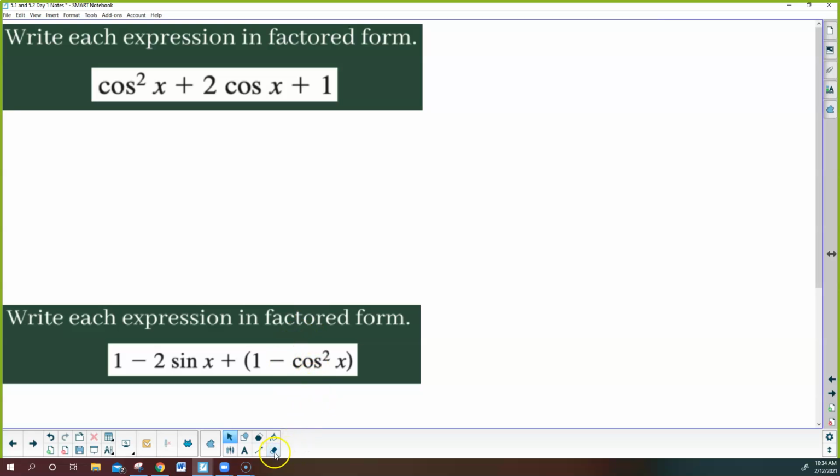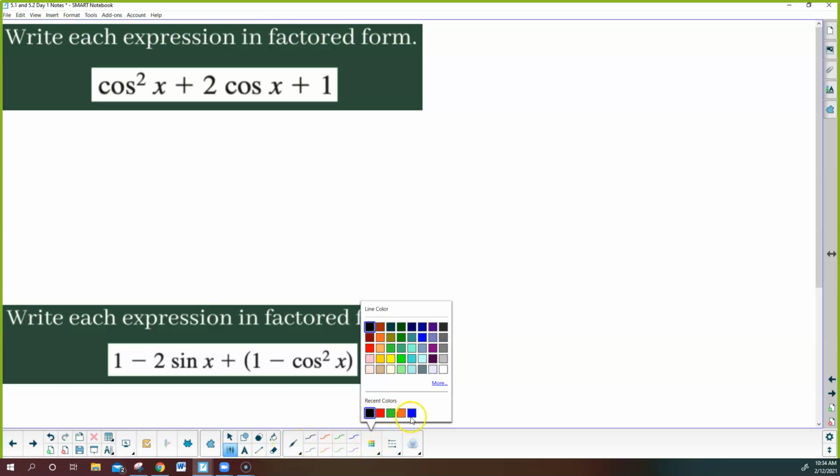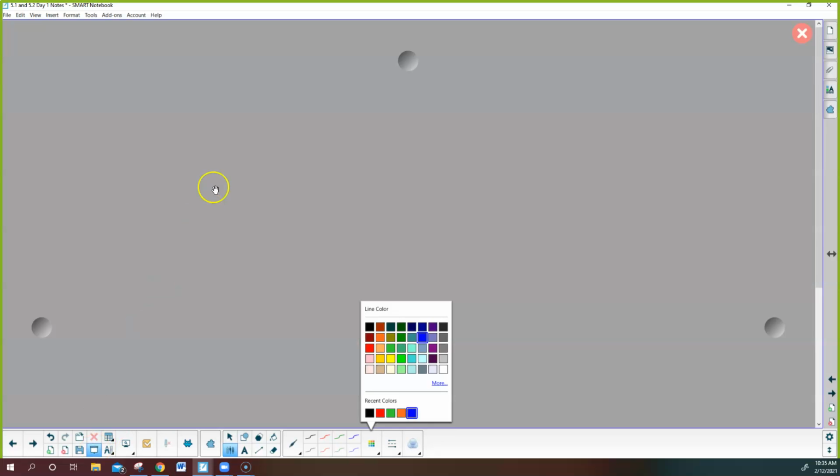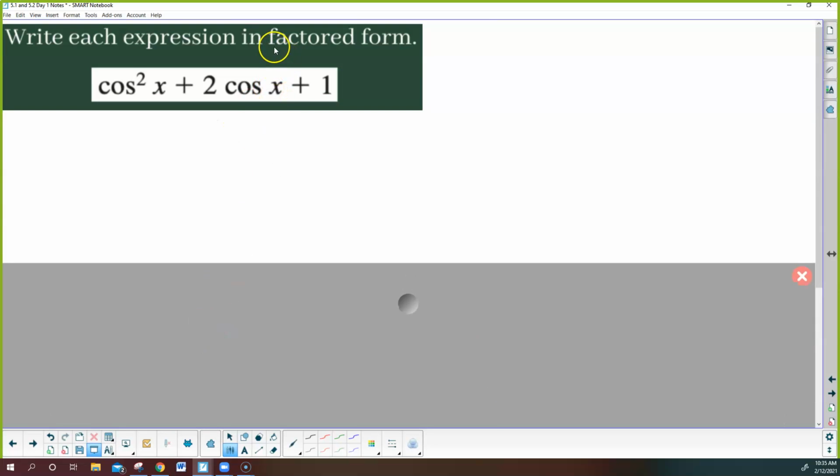All right, these are our last 2 examples, and they're pretty quick, but they look very tricky. So our goal is to write each expression in factored form. Okay, now what we mean by that is we've got to factor it. Factor this expression. Well, notice this is cosine squared plus 2 cosine of x plus 1. I've got a cosine and a cosine. Well, what if it wasn't cosine and cosine? What if it was x squared plus 2x plus 1?